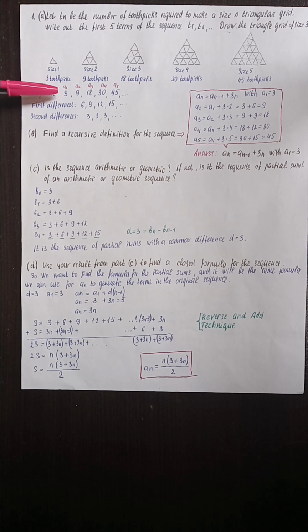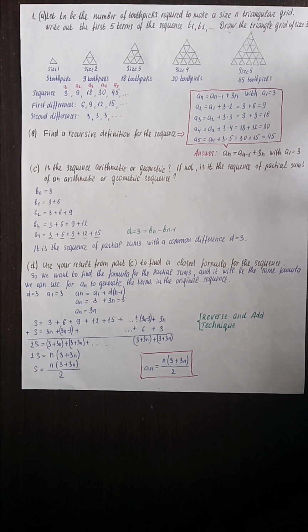Next, to find the sequence of first differences, we will subtract 3 from 9, 9 from 18, 18 from 30, 30 from 45, and we get 6, 9, 12, 15. To find the sequence of second differences, we will subtract 6 from 9, 9 from 12, 12 from 15, and we get a sequence of 3s: 3, 3, 3, constant.